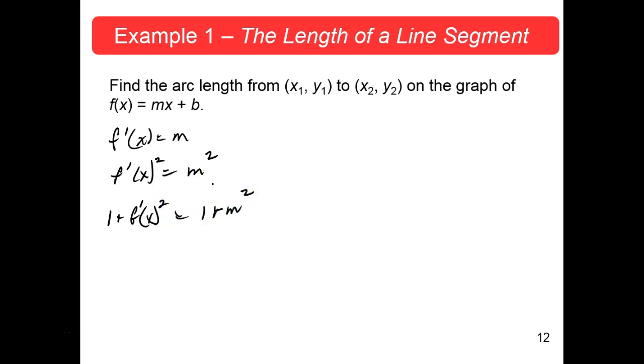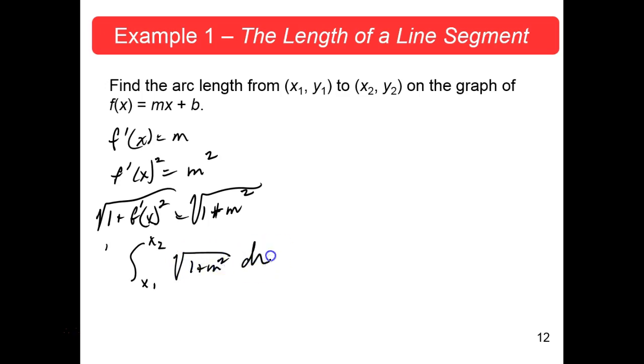And then what do you do with it? Take the square root of it. Okay. And then that's what you integrate. So you integrate from x1 to x2 of the square root of 1 plus m squared dx. This is a hard way to do it, okay, but it's doable.